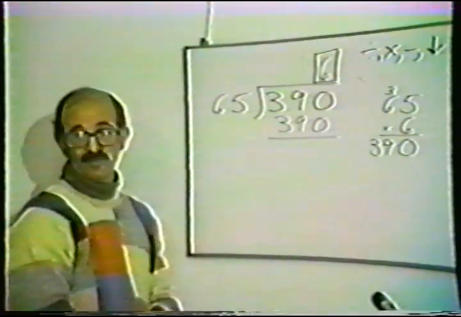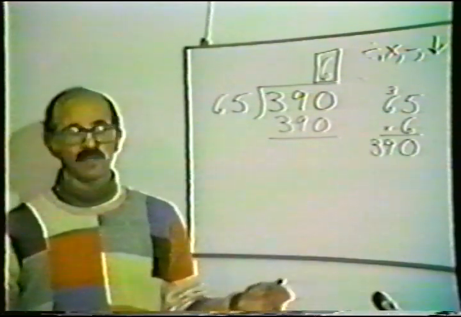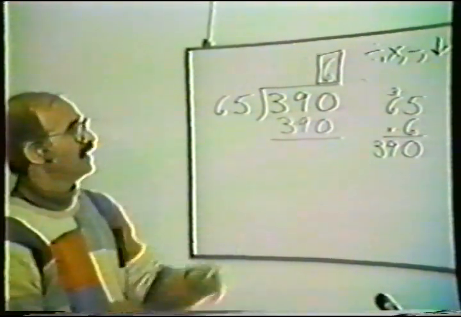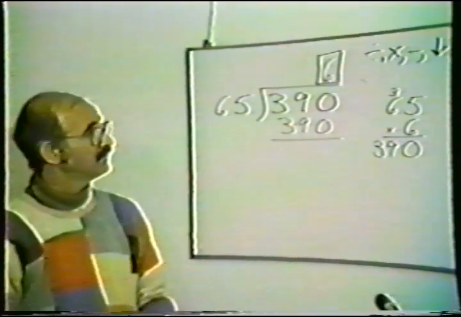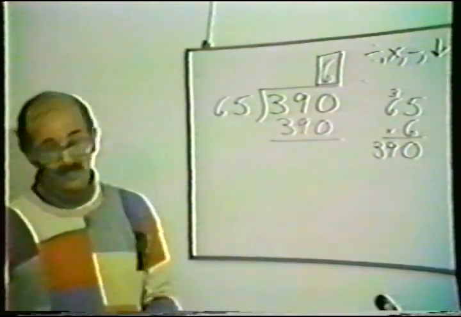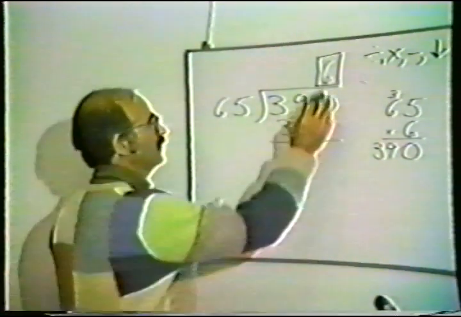390 take away 390 is 0. It came out even. And our check for this one is already done. 65 times 6 is 390.